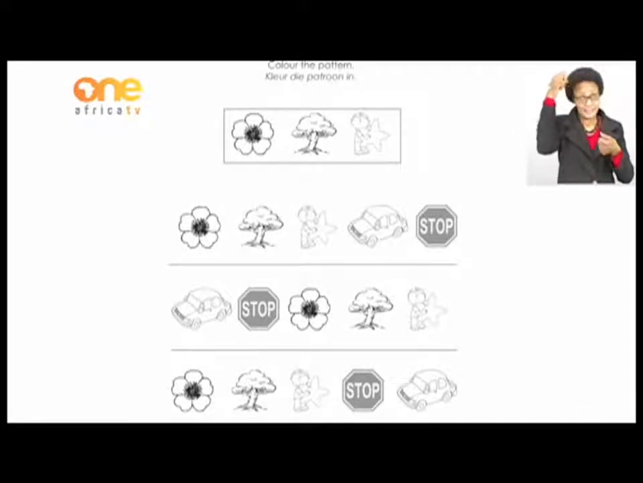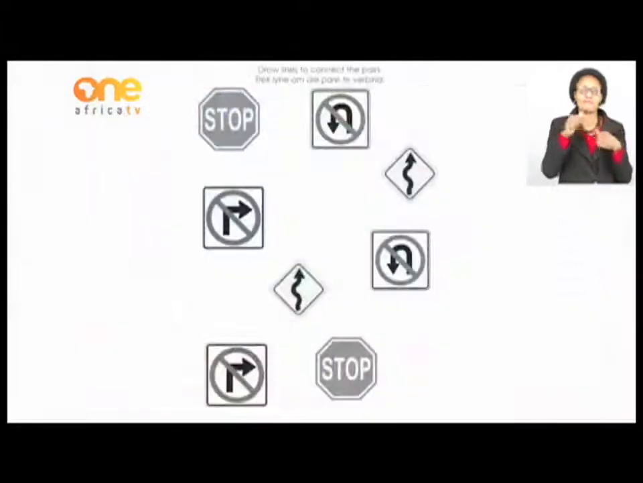The next one, you can see that it is car, stop, flower, tree, boy with a star. I know that you are clever, so I'm not going to help you too much with this one. Make sure that if you get confused, you take a look at the box with our pattern. And remember, our pattern is flower, tree, boy with a star. Let's move on to the next exercise.